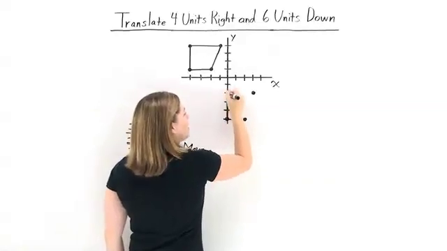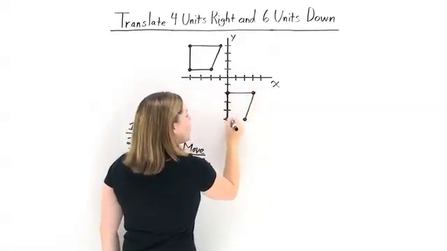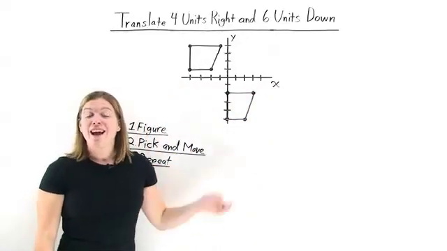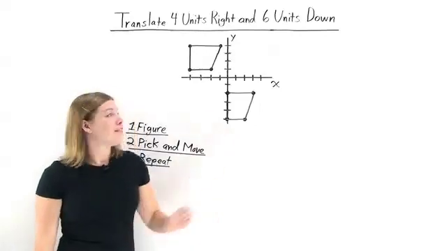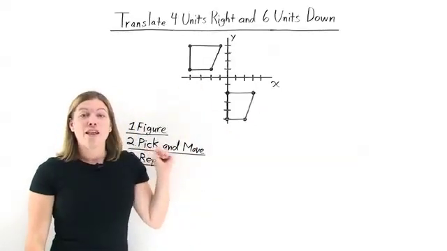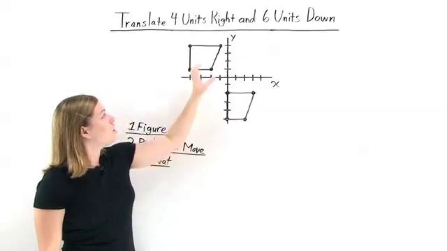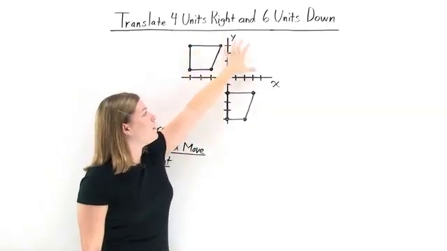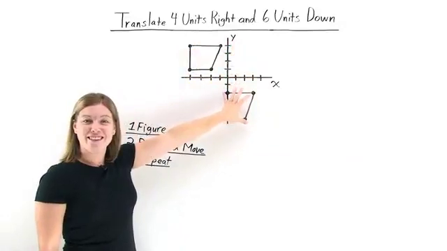Then we connect these 4 points and look at what we get. Our new figure, or our image. This image is the same shape and size as our original figure. This image is just the translation of this figure when we take this figure and move it 4 units to the right and 6 units down.